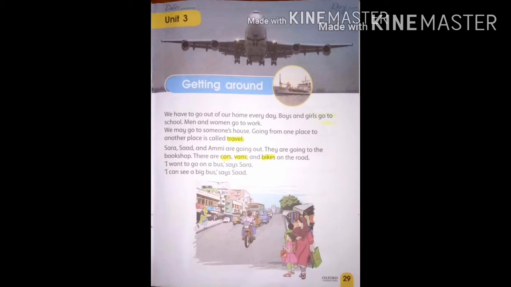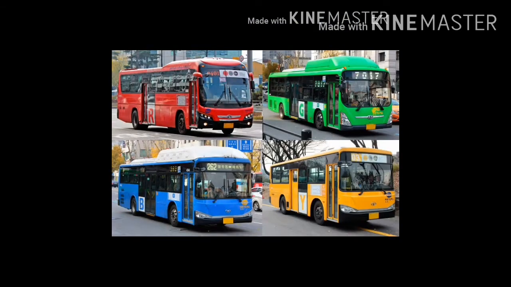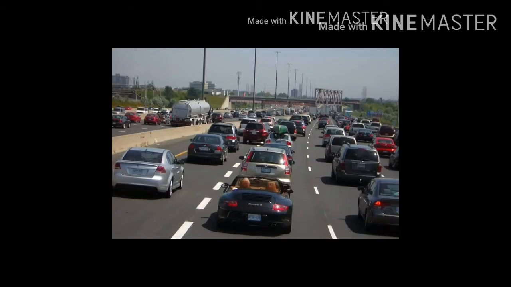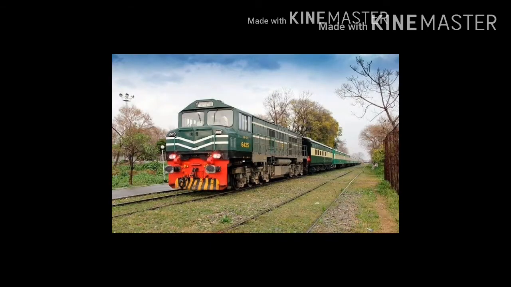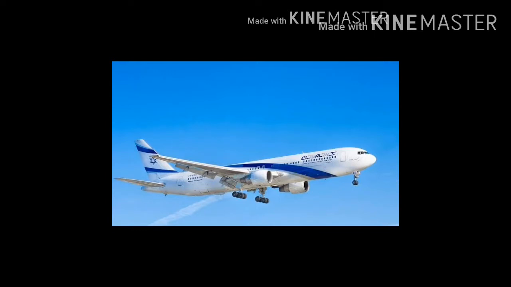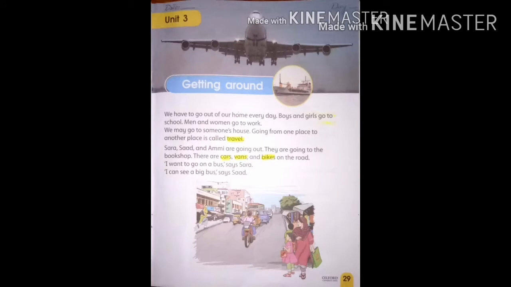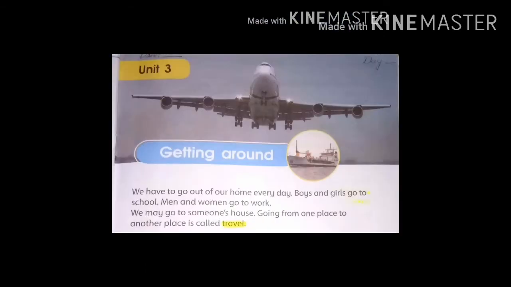People use different means of transport to move from one place to another place. For example, people use buses, cars, bikes, train, and aeroplane to move from one place to another place. And in this chapter, we will discuss about some old and modern means of transport. Now let's start reading. Getting around.